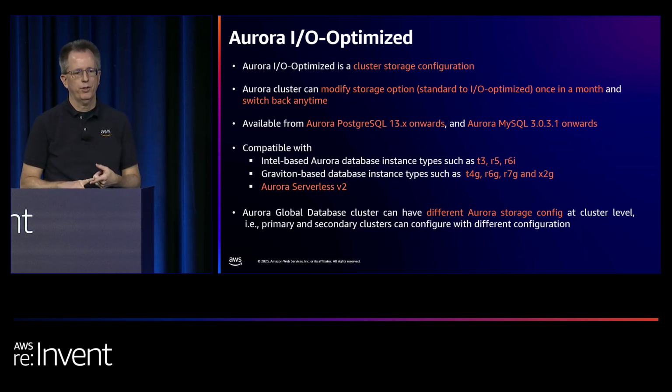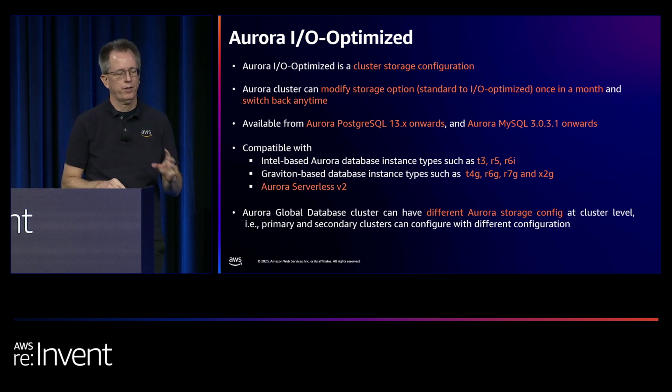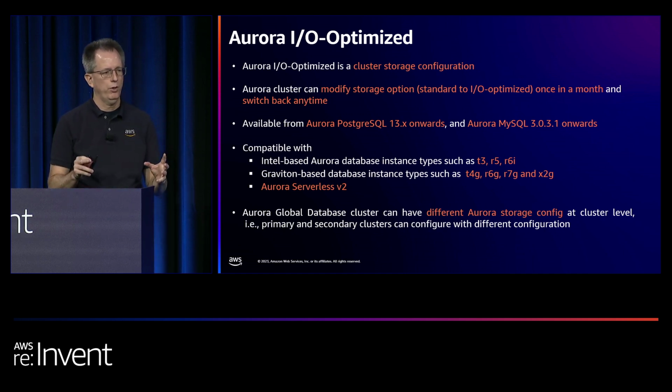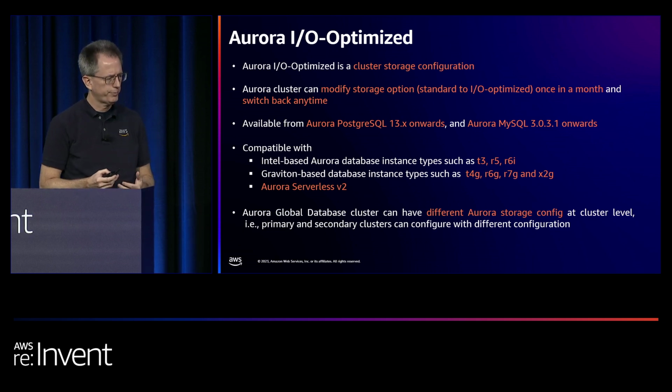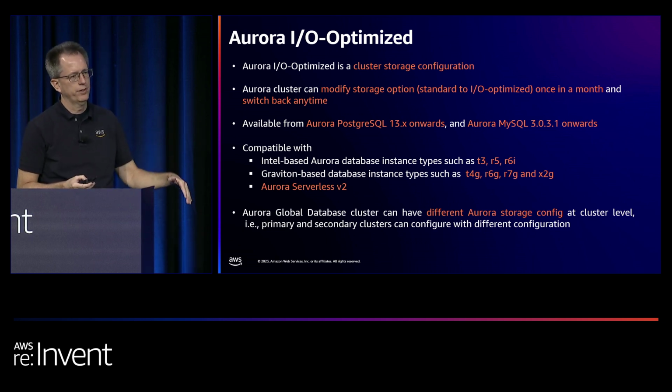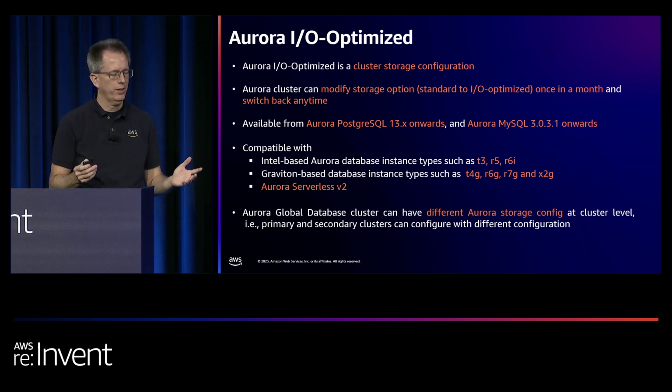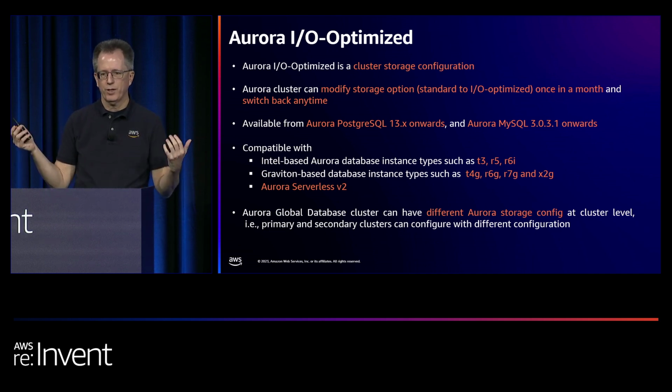This is set at the cluster level. So not an instance level configuration, it's at the cluster, so it applies to all the nodes. You can switch back and forth. Like it says, you can switch once a month, but that means you can switch to it and back in a month. So if you want to try it, it's perfectly fine. It's supported for Postgres 13 onward as well as MySQL 3.03 onward. And it's all the current instance types, right? So you can pretty much get this on anything. And one of the interesting features, you can have a different configuration for global database if you really want.